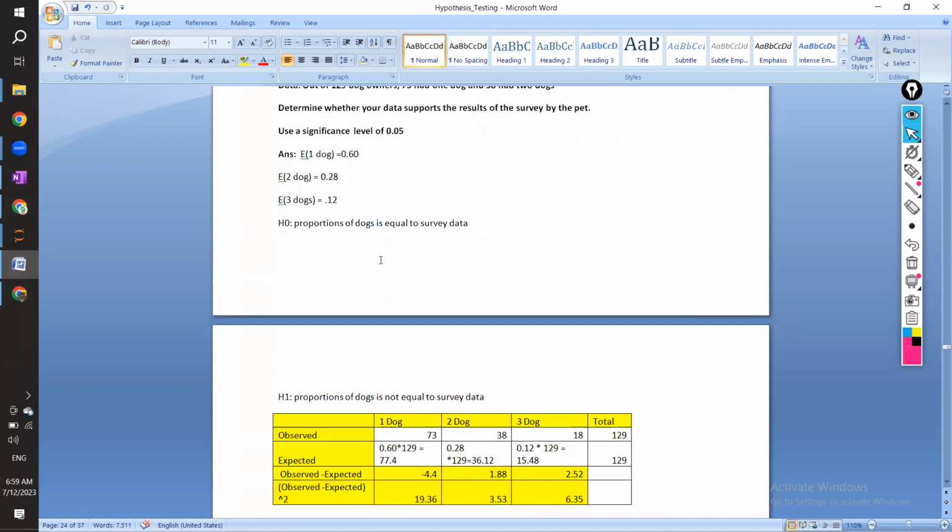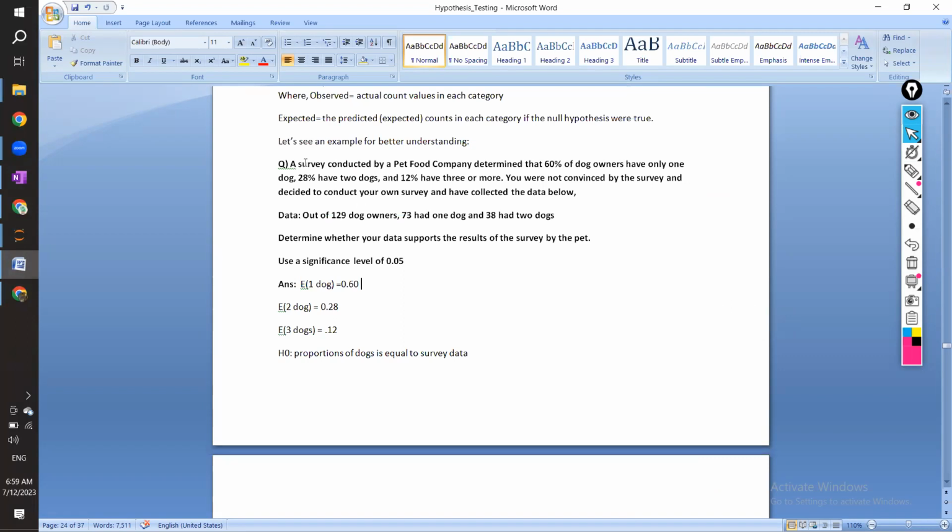See guys, this example will give you a better understanding. A survey conducted by a pet food company determined that 60% of dog owners have only one dog. 28% of them have two dogs. 12% have three or more.